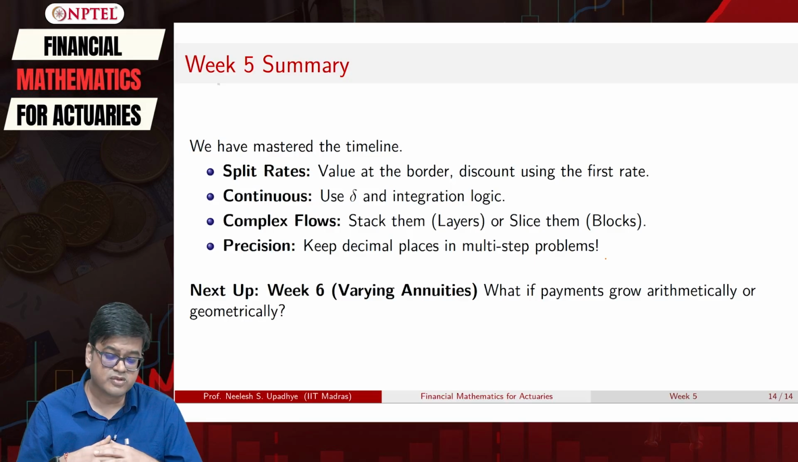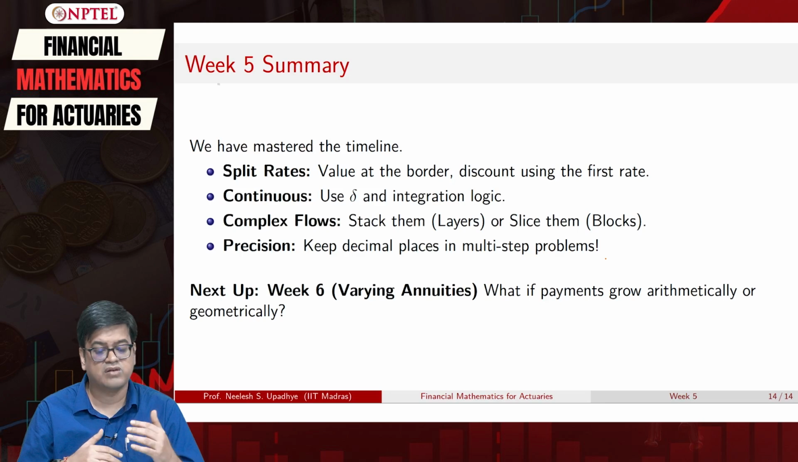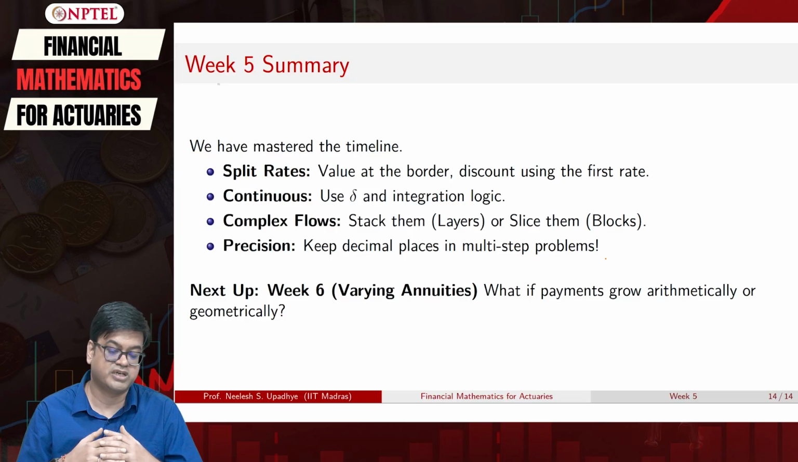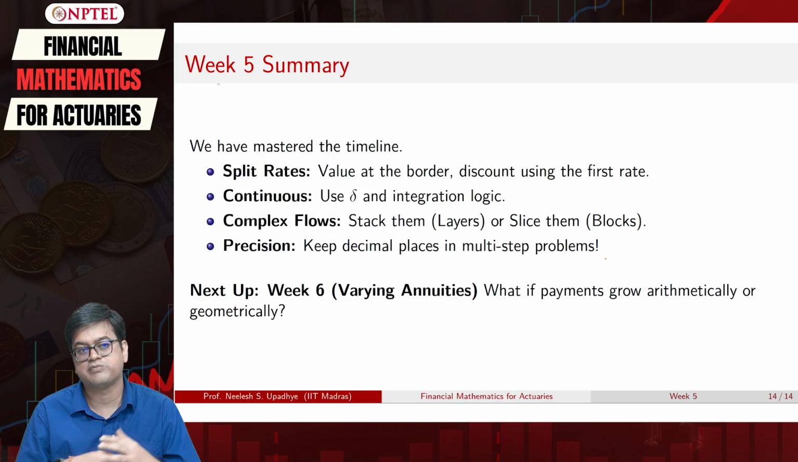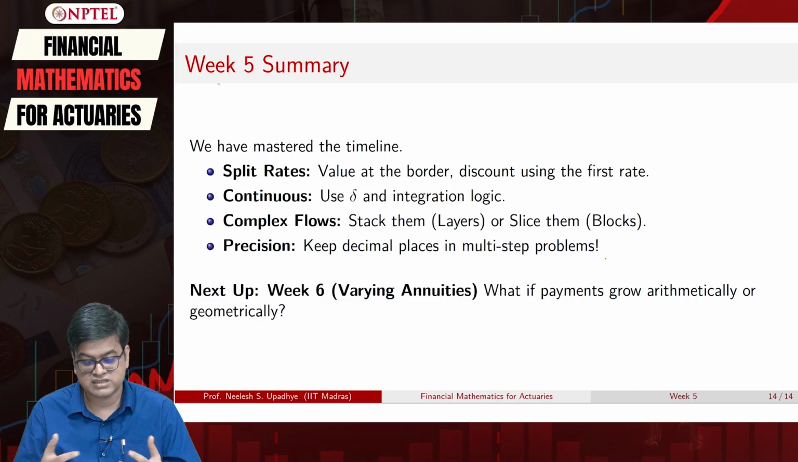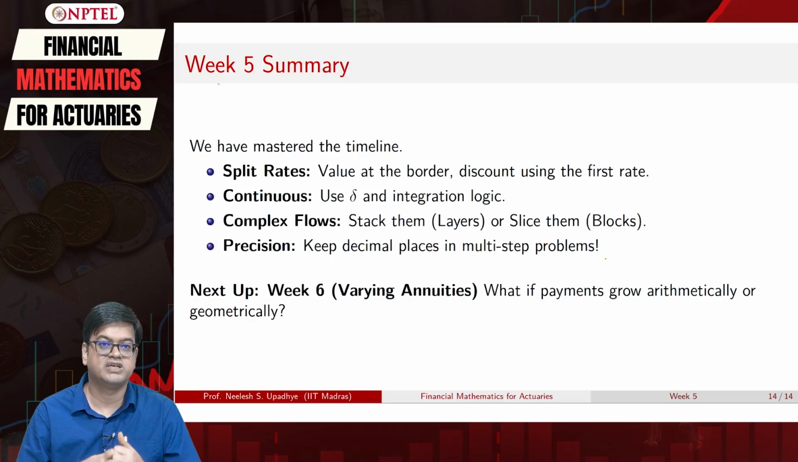Now, what if you add one more level of complexity, that is varying annuities? Your payments will grow arithmetically or geometrically, because I want to capture inflation. So I need to do this. So that is the next issue that we will handle in week 6. In week 6 we will handle these varying annuities.